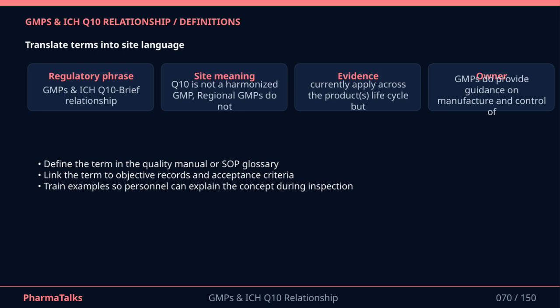To make this clear at the site level, it's essential to translate these regulatory terms into the local language and define them clearly in quality manuals or SOP glossaries. This clarity helps staff understand the concepts fully. We also need to link these terms to objective records and acceptance criteria, ensuring that staff can explain these concepts effectively during inspections. Proper training with examples is crucial for this purpose. Overall, this slide emphasizes the distinct but complementary roles of GMPs and ICH Q10 and highlights the importance of clear definitions and training to bridge the gap between regulatory expectations and practical implementation at the site.